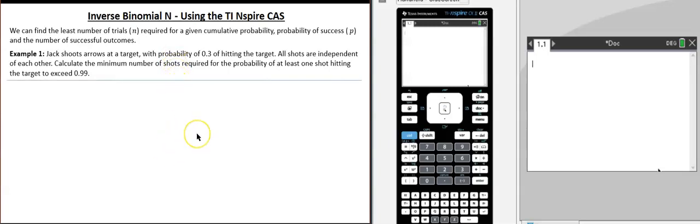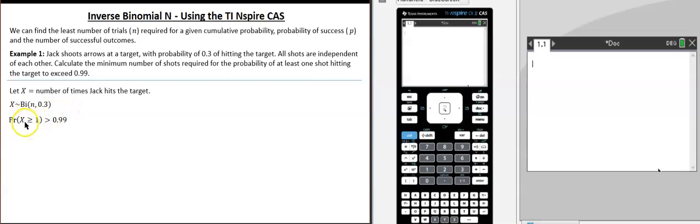Okay, so first we need to define our variable and our distribution. So we write this down. It's really important that you write this down in your answers. Let x be the number of times Jack hits the target, and x is distributed binomially. N trials, we don't know what this number is yet, and our probability is 0.3.